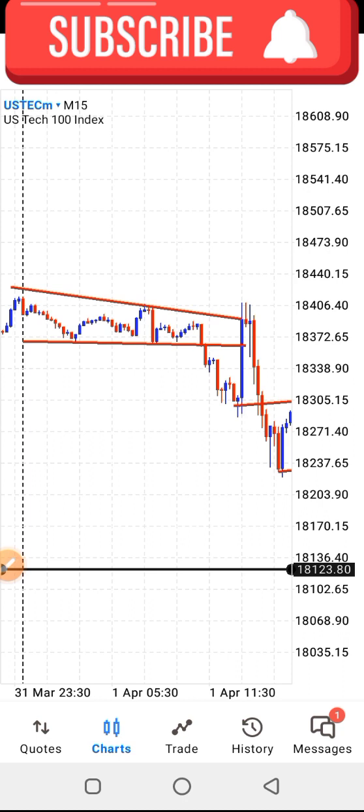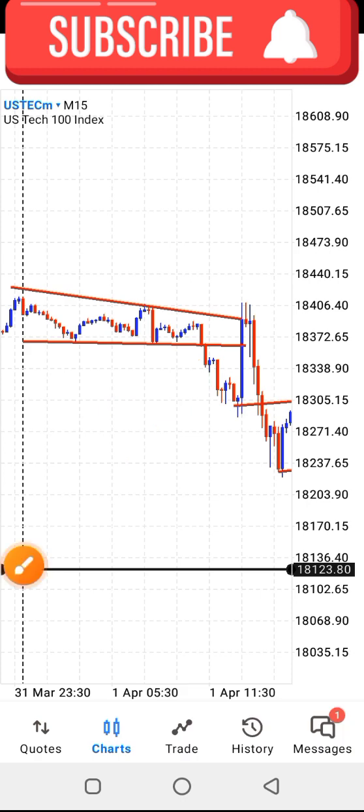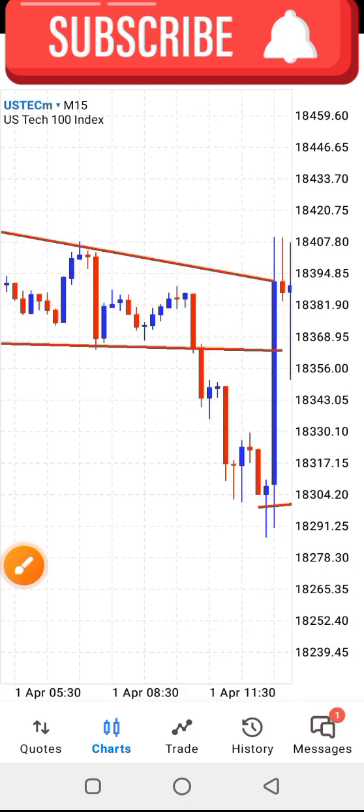So what I'm looking for is I'm waiting for my channel to get broken. This pattern I've drawn, I'm waiting for it to get broken. Once it breaks and closes outside of it, I'm waiting for a pullback. Then I'll place my sell stop below the pullback. You can see I have a pullback right here, that small blue candle that pulled back after the red candle closed below the pattern. Let me zoom in so you can see.